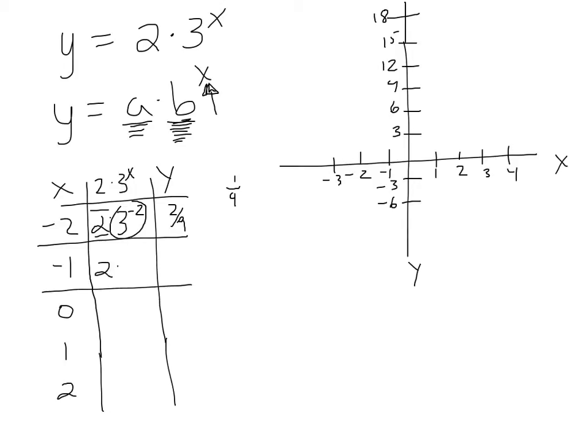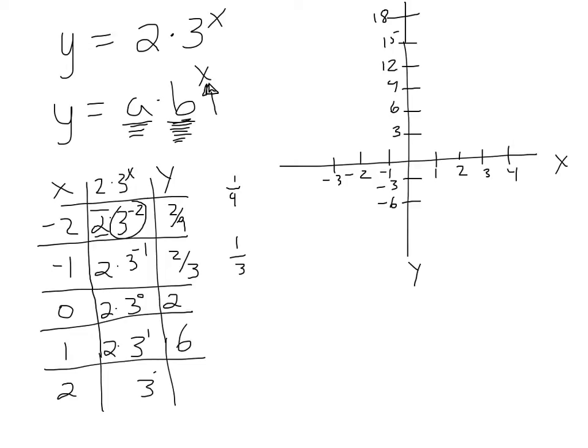When you've got 3 to the -1, that's 1 over 3 to the +1 times 2, which is 2/3. And you got to continue in this manner. Be careful here. You've got 3 to the 0, but then you've got to multiply it by 2. So really, when x is 0, y is 2. 3 to the first, multiply it by 2 for 6. And then 3 to the second, 9. Multiply it by 2 is 18.